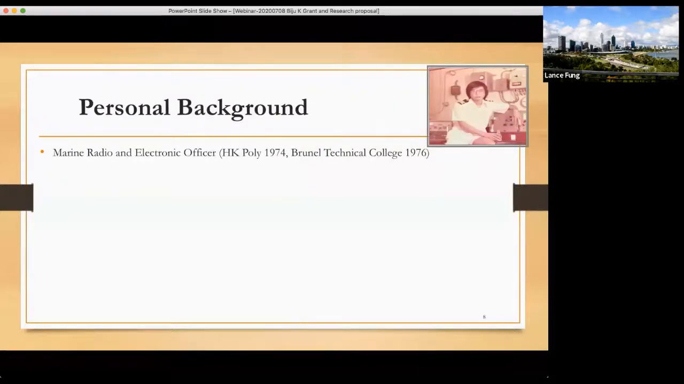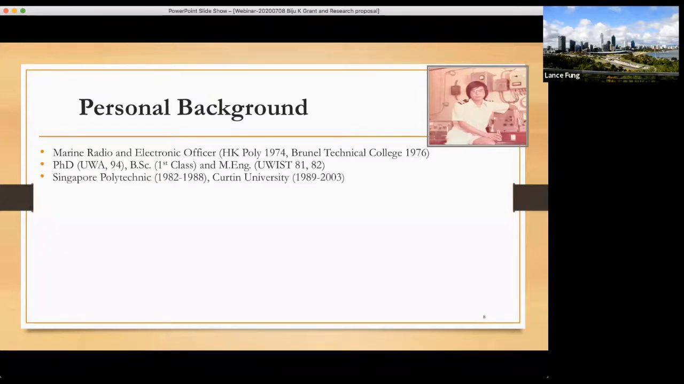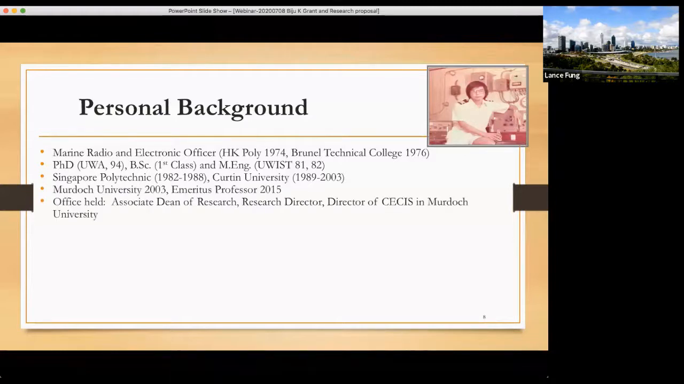My personal background: I was born in Hong Kong, and I was trained as a radio officer in the telecommunication and electronics areas from 72 to 74, and I spent 1 year in the UK, in Bristol, Brunel Technical College. Then I did my undergraduate at the University of Wales Institute of Science and Technology. I graduated in 81, followed by another 1.5 years or so in a master of engineering degree. I did my PhD at UWA part-time, and graduated in 1994. I worked as a lecturer in Singapore Polytechnic for 6 years, then migrated to Perth in 1988, started working at Curtin University in 89, started at Murdoch University in 2003, and retired in 2015. In the past, I have been Associate Dean of Research, a Research Director, and I also managed a research center.